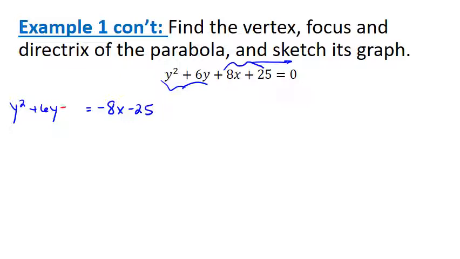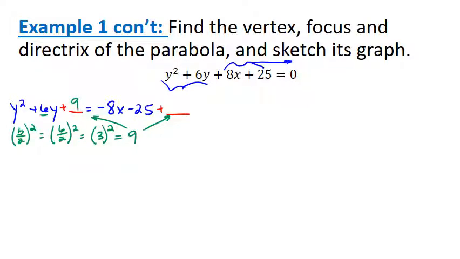Don't forget, we will be adding our special little number. So let's try to find that special number. Remember, that special number is b divided by 2 squared. B in this case is 6. 6 divided by 2 is 3, and 3 squared is 9. So the special number that we will be using is 9.